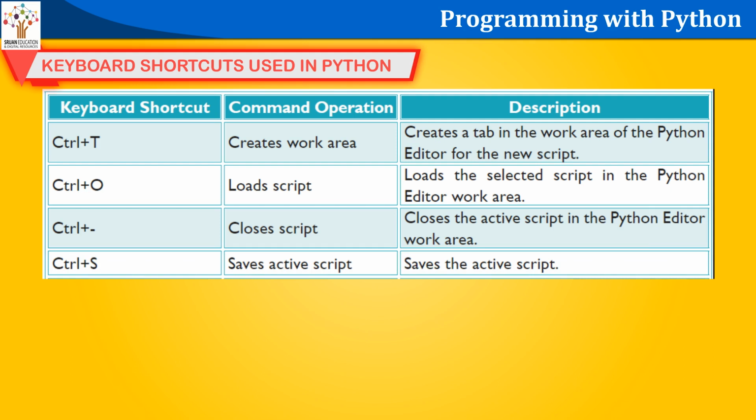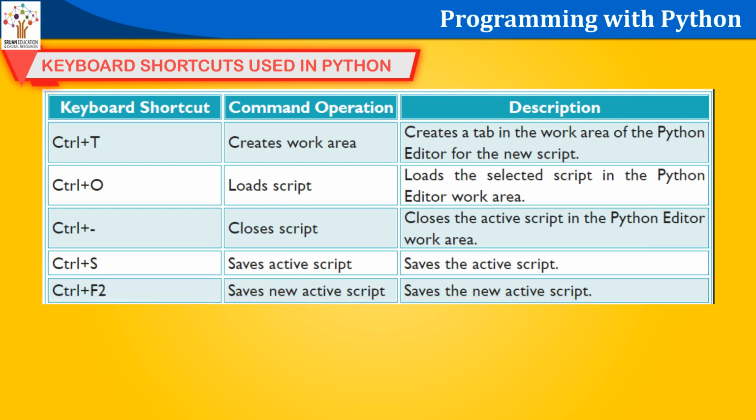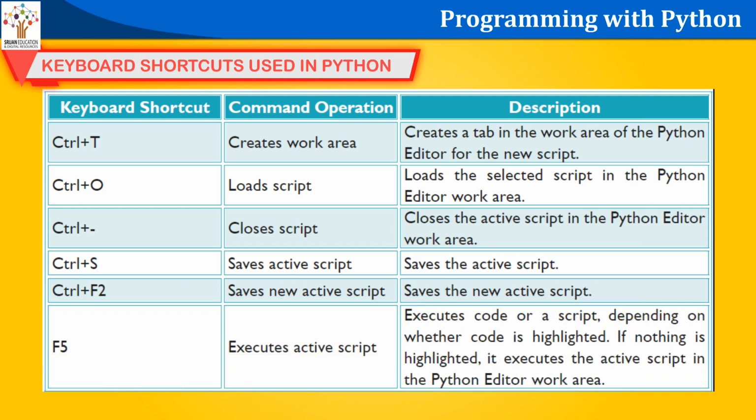Ctrl+S saves active script. Saves the active script. Ctrl+F2 saves new active script. Saves the new active script. F5 executes active script. Executes code or a script depending on whether code is highlighted. If nothing is highlighted, it executes the active script in the Python editor work area.